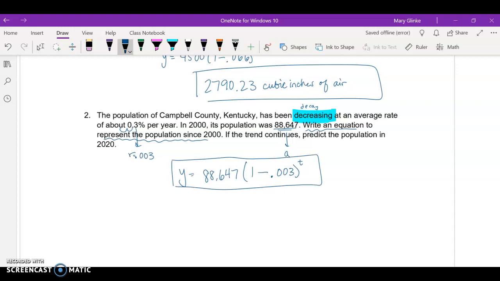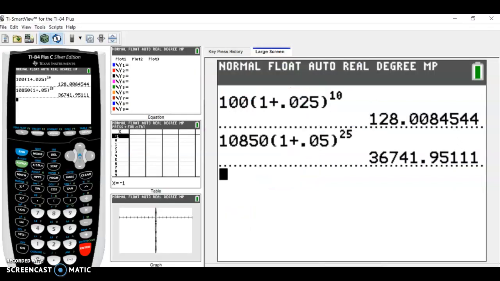The next question, now we want to predict the population in 2020. So we're going to use 88,647 times 1 minus 0.003. Since we are now in 2020, that is going to be a difference of 20 years. So again, you can always take your times and subtract them to figure out what your t value is. Now, I do want to show this one. So it's 88,647 times 1 minus 0.003 to the 20th.